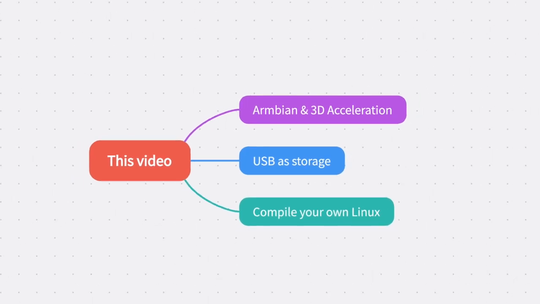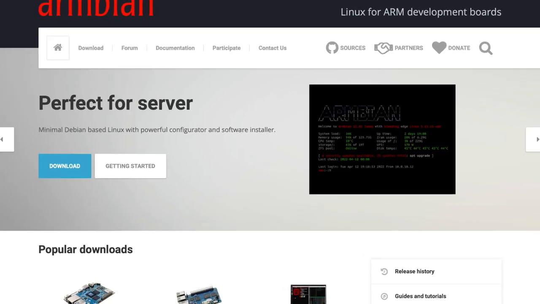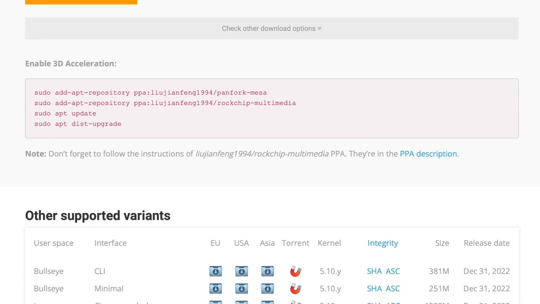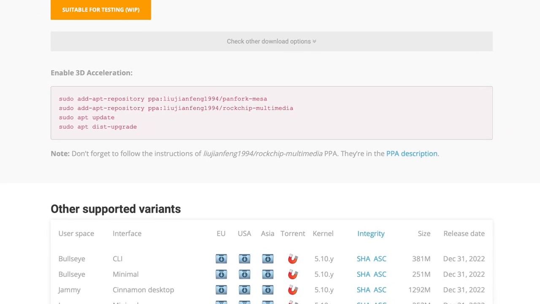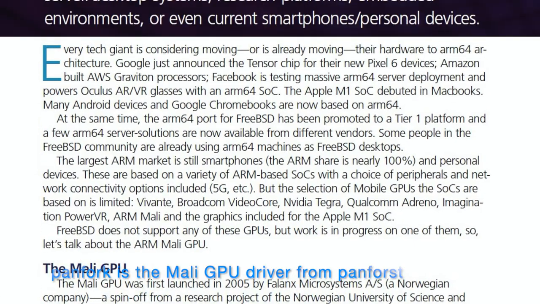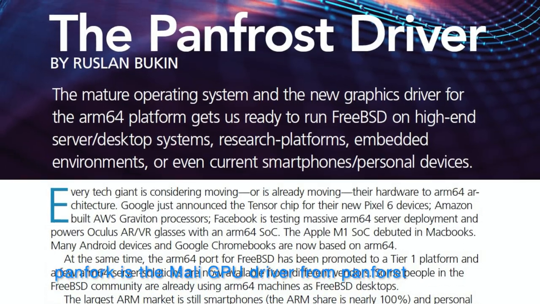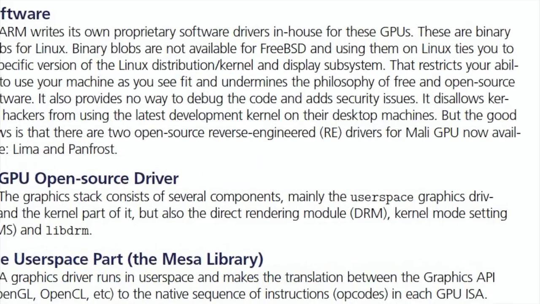Here are some minor updates on Linux. For those who want 3D acceleration, I highly recommend Armbian. You can get it on the Armbian official page. PanFork is the open source reverse engineered GPU driver. Installing PanFork is relatively easy.